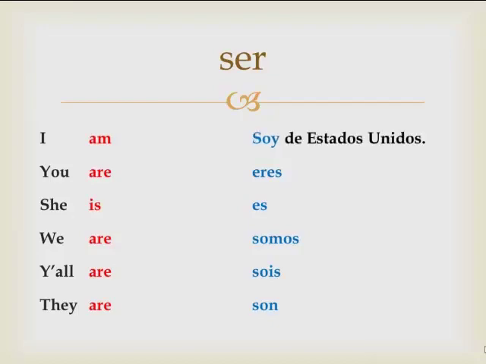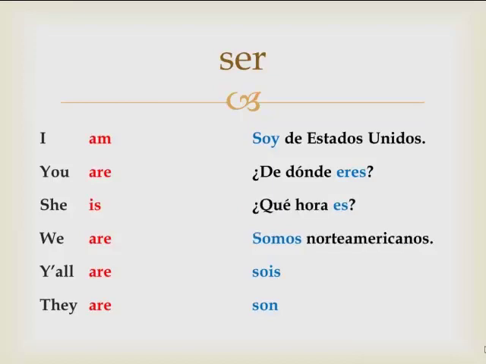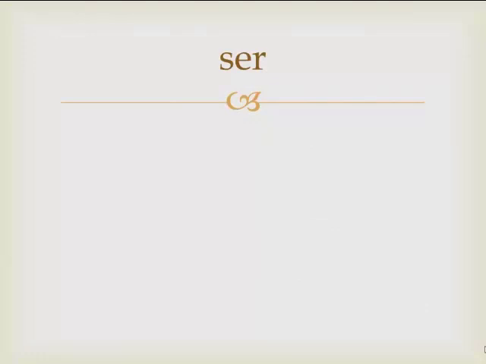If someone asks you where are you from, you would say soy de Estados Unidos if you're coming from the United States of America. De donde eres is an example of eres used in a sentence we've seen previously. De donde eres, from where are you? ¿Qué hora es? What time is it? Somos norteamericanos, we're North Americans. Sois estudiantes. Son las 2 de la tarde. These are some examples of how you would use each one of these in the conjugation in a sentence.